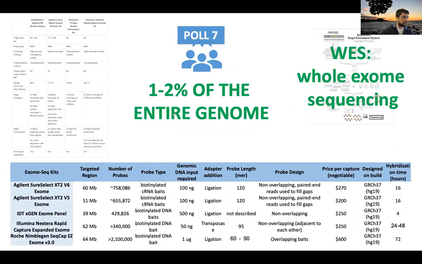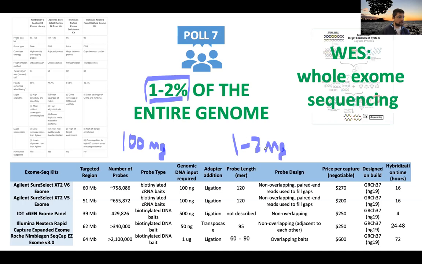So, for example, whole exome sequencing is only capturing 1 to 2% of your entire genome. So if you imagine your final library was 100 nanograms, and you're capturing your targets with 100% efficiency, you only have 1 to 2 nanograms, which might not be sufficient for sequencing.